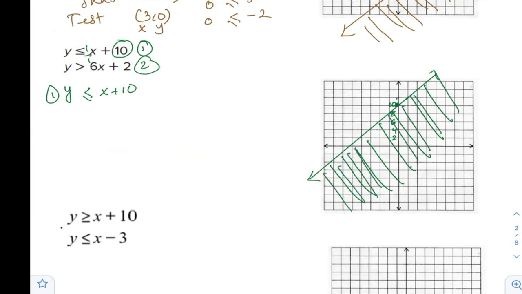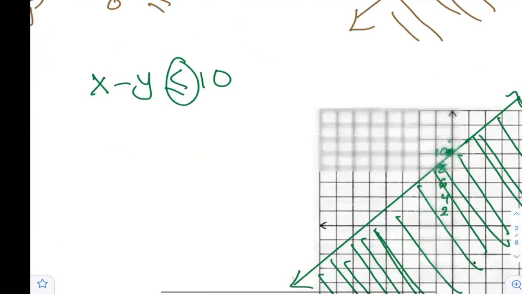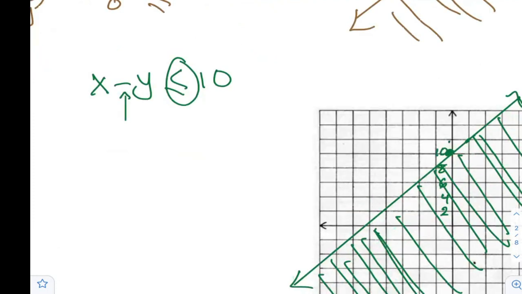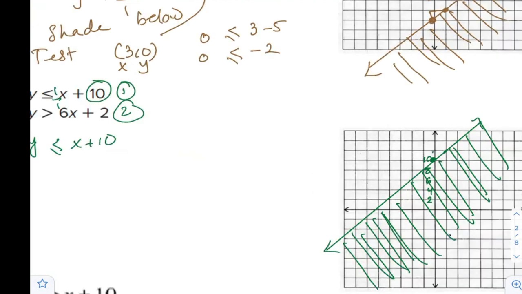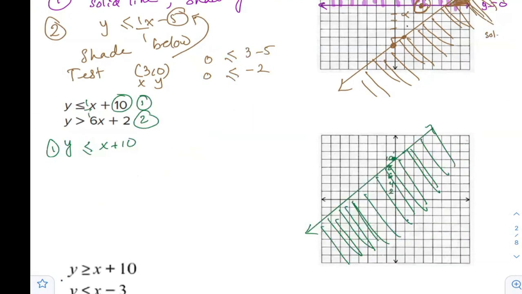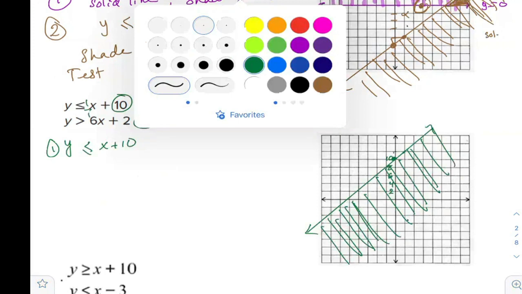For example, sometimes you will find something like this. Don't tell me that you are shading below because it's less than or equal. Because there is a minus sign here, it will reverse the idea. Instead of below, it will be above. That's the proof that using a test point might be a safer idea for you. And then moving to the second inequality.